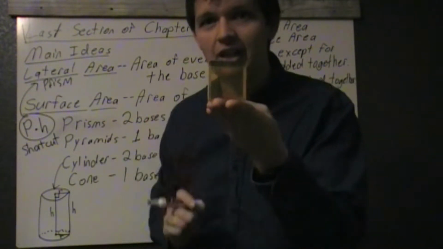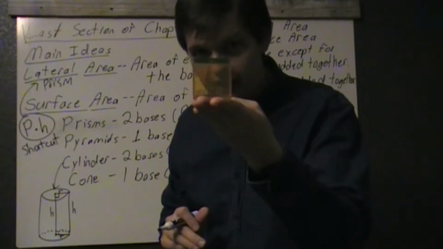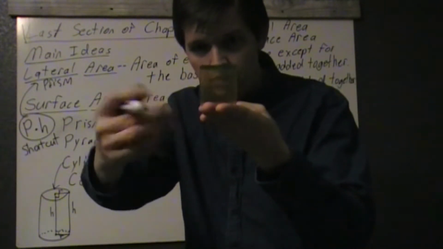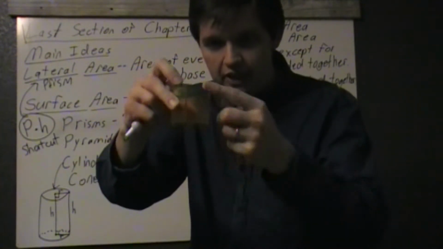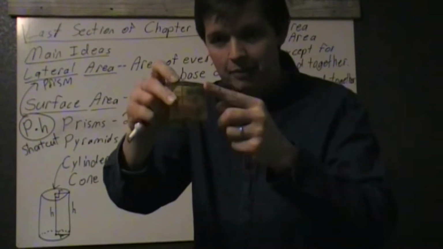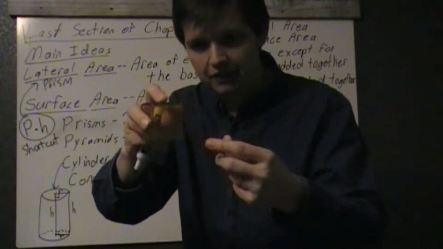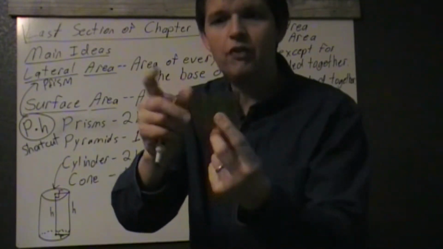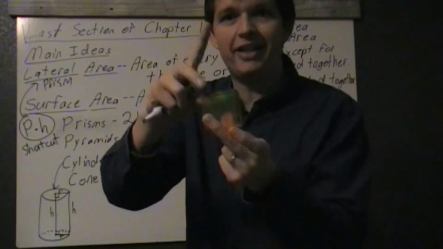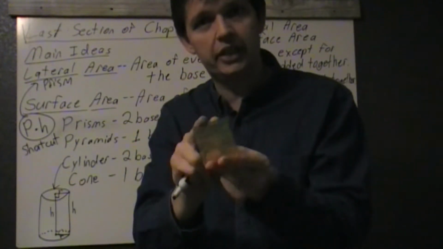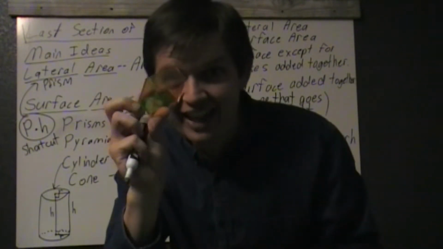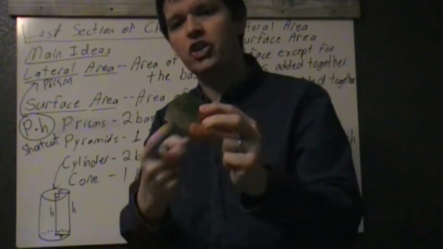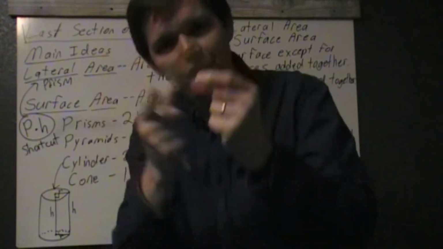So if I said find the lateral area of this rectangular prism, I go length times width plus length times width plus length times width plus length times width. Or length times the height plus the length times the height, and so on. You find the area of all the surfaces but not the bases. That's lateral area. So surface area, guess what surface area is? Find the area of all the surfaces. You know how to find the area of rectangles, so find the area of all the surfaces.